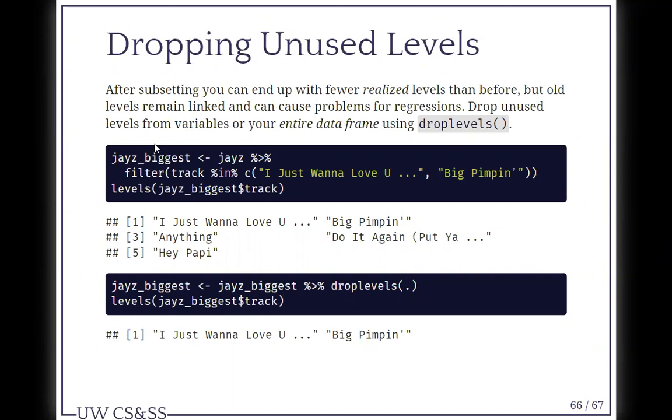So we could say Jay-Z's biggest, filter track in I Just Want to Love You and Big Pimpin'. And now our levels still have all 5 of these songs, even though our data set only has 2 of the songs. And if we pipe this into drop levels, now our levels are just those 2 songs. Well, this maybe isn't terribly interesting when you're checking out Jay-Z songs. When your regression estimates are accurate, you'll be excited.